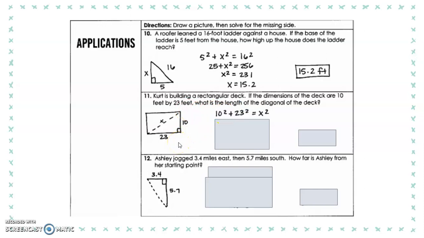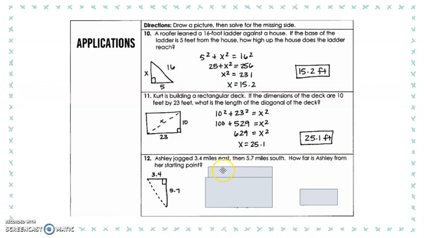So writing out that equation, we have 10 squared plus 23 squared equals x squared, and we find that x is 25.1. Again, we need to interpret that answer with our problem. So in this case, 25.1 is 25.1 feet.